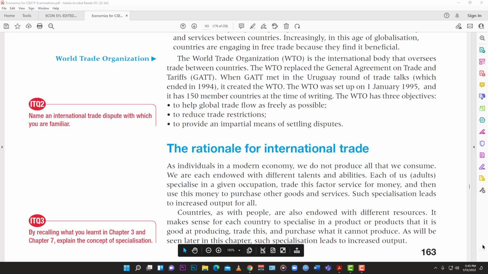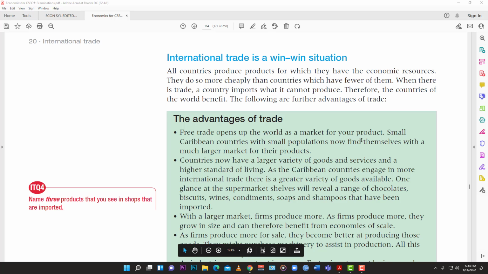Okay, good. So let's say international trade is a win-win situation. Why? All countries produce products for which they have the economic resources. They do so more cheaply than other countries which have few of them. When there is trade, a country imports what it cannot produce. Therefore, the countries of the world benefit. So they're saying, from trading, I sell you, you sell me, everybody happy, win-win. I buy from you what I cannot produce, you buy from me what you cannot produce, and so everybody benefits. Win-win situation, international trade.